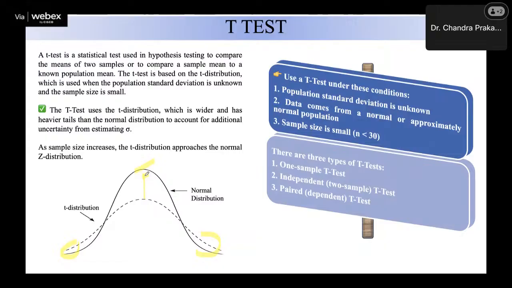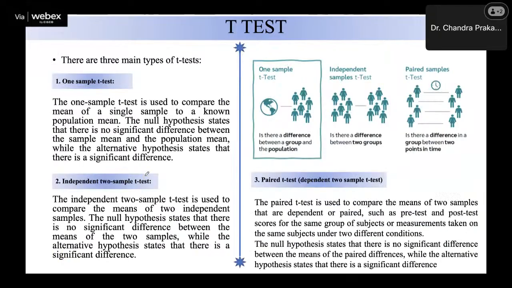Now there are three types of t-test: the one-sample t-test, the independent t-test, and the paired t-test. The one-sample test is where, based on this sample, I want to identify whether the result of this particular sample is a true representation of the population. My hypothesis is: is there a difference between the group and the population output?